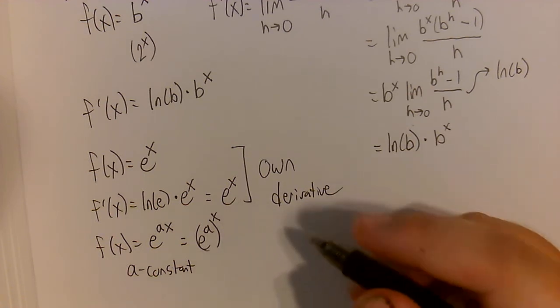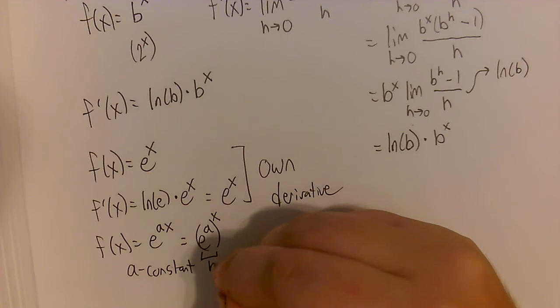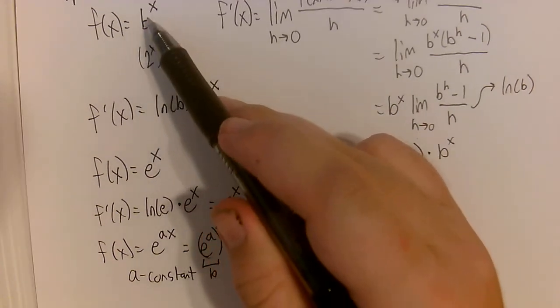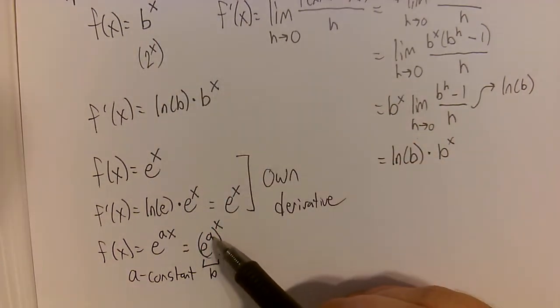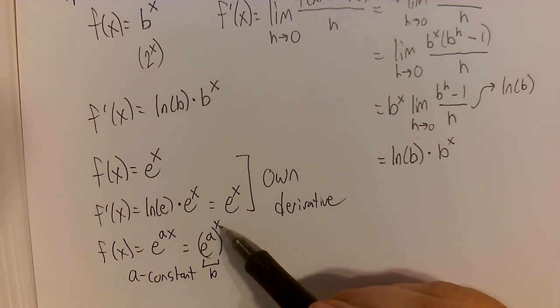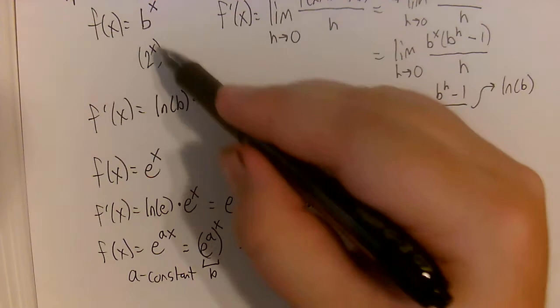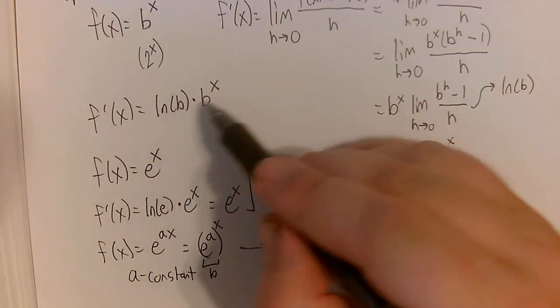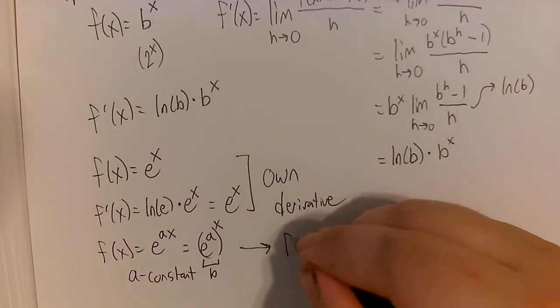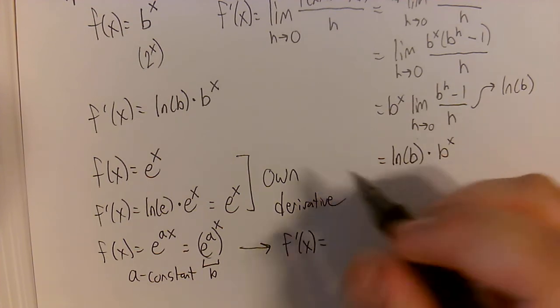Now what we're going to do is think of this like our b. So this is the number that we're raising to the x. We're raising e to the a to the x power. So if we pretend that this e to the a is just one single number b, then we can use this formula right here.